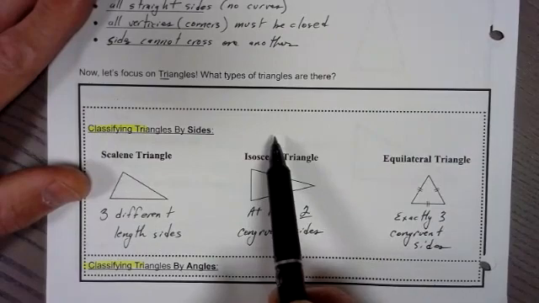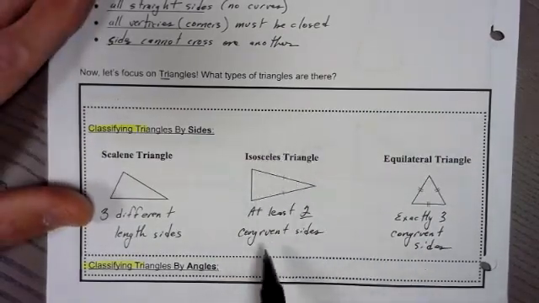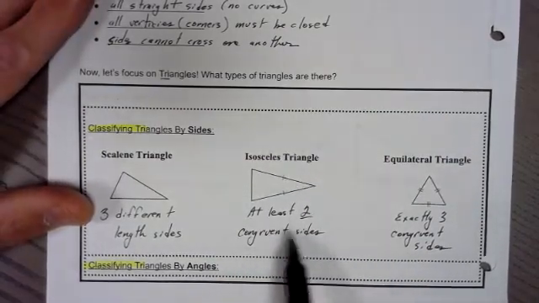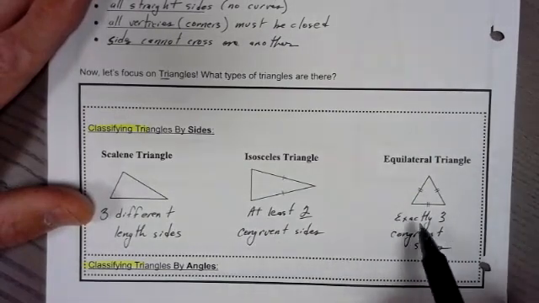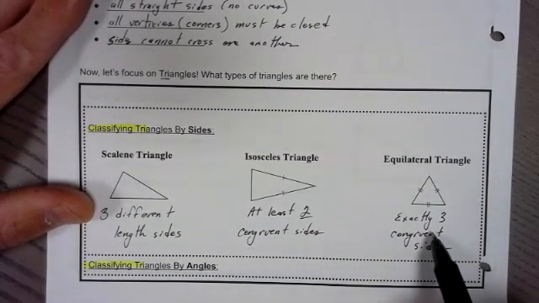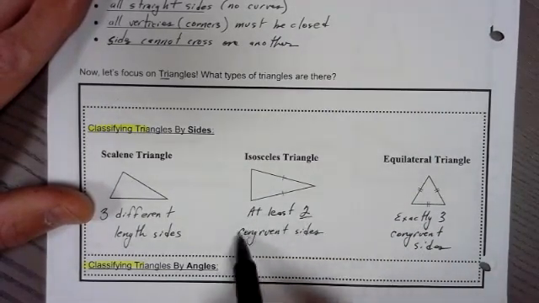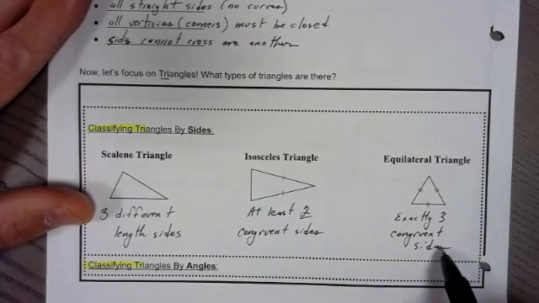But if we had a rectangle, then we could only consider that a rectangle. In this case, if an isosceles triangle has two congruent sides, then it can be considered an isosceles triangle. If it has three congruent sides, then it checks the box for at least two congruent sides and exactly three congruent sides.